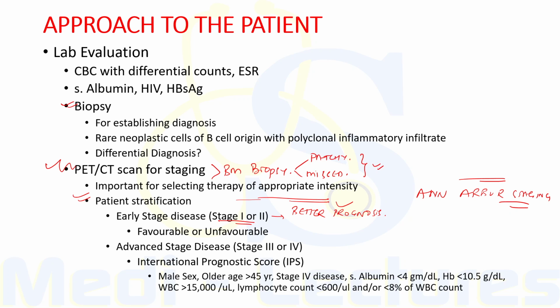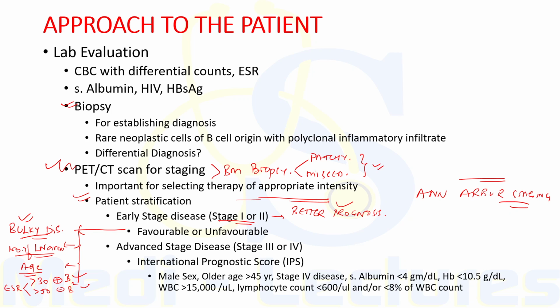Now this early stage disease can further be divided into favorable or unfavorable based on other factors. So what are these other factors? These include whether or not bulky disease is present, number of lymph node areas which are involved, age of the patient, and finally ESR. So ESR more than 30 with presence of B symptoms and more than 50 with absence of B symptoms make it unfavorable.